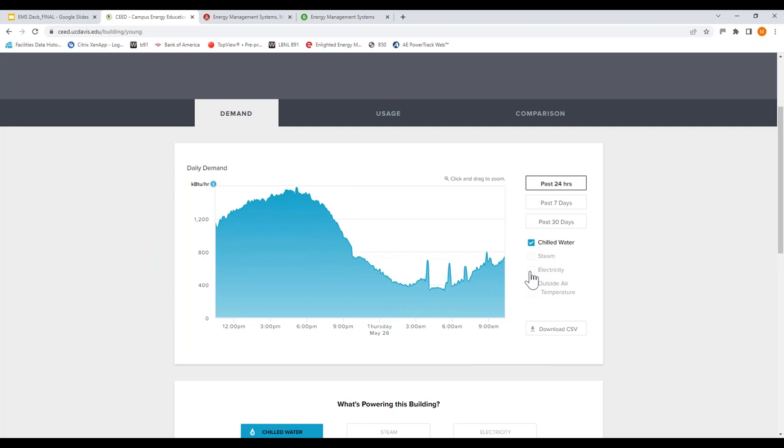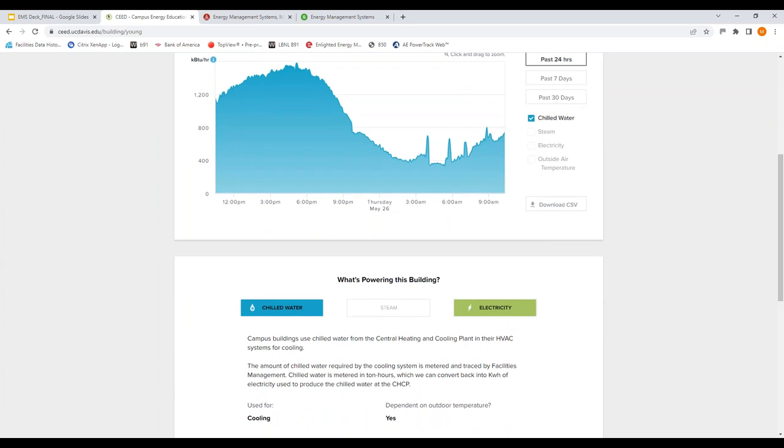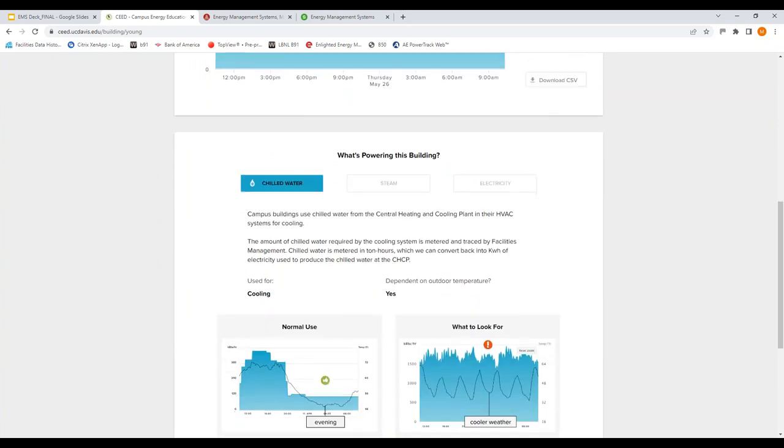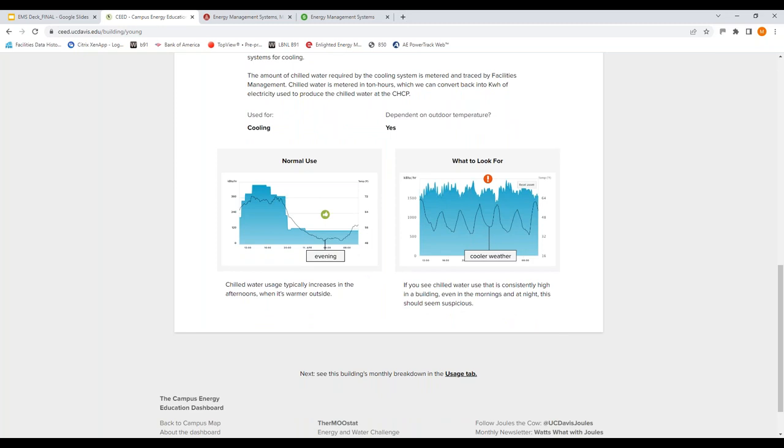When you look at that data, you wonder, well, is it good? Is it bad? I'm not sure. Definitely good information, but I'm not sure what that means. What I like about this EMS is that it gives you some information about their chilled water system, but it also tells you how to look at the data, what the normal usage is versus what to look for. What you're looking at here is obviously the energy use, but this black line is the outside air temperature. So in the evening, when the temperatures go down, we shouldn't need as much cooling, and therefore we should see this energy, the blue, go down.